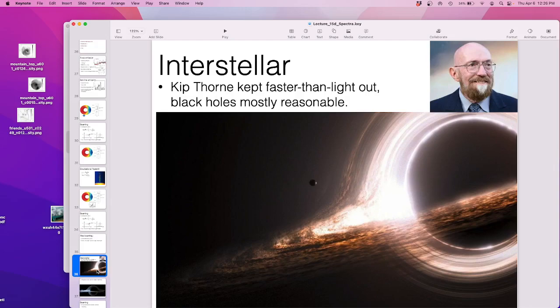When you try to invoke too much physics, just make it a magic black box so you can go faster than the speed of light, you can communicate over there. Ursula K. Le Guin invented the Ansible in the 70s, so you can communicate anywhere. We can just use it. So anyway, faster than light was not in that movie, but there's a lot of cool physics that was.